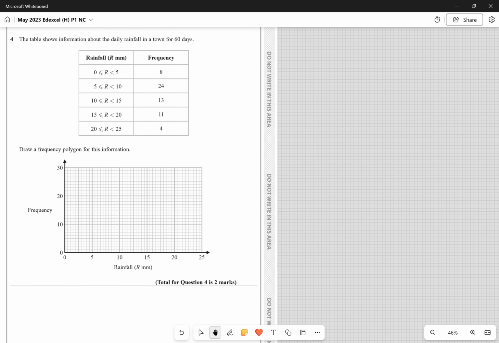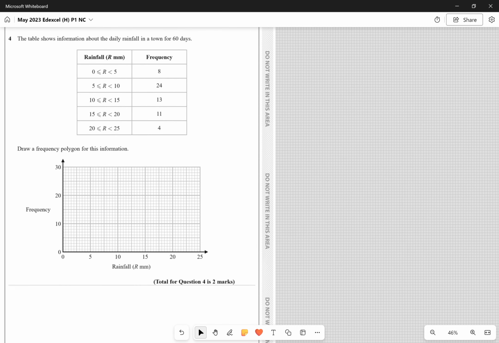It says the table shows information about the daily rainfall in a town for 60 days, and you're given a table of data. What does the data show us? It shows us the rainfall in millimeters, and the rainfall is given in class intervals. So any days that had rainfall between 0 and 5 millimeters will be included in this group here. So 8 days had rainfall between 0 and 5 millimeters.